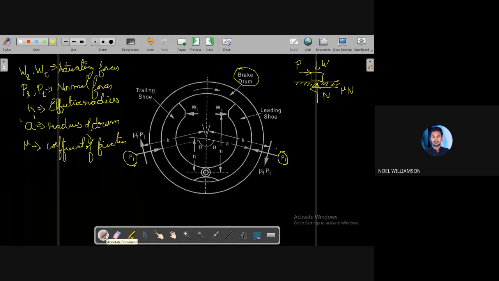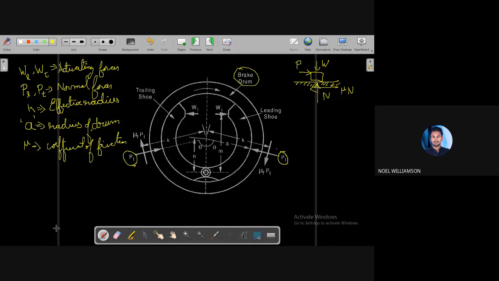Now using these we may write some equations by considering equilibrium. As we already learned in engineering mechanics, sigma Fx equal to 0 implies that the forces in the x direction will be equal to 0. Also sigma Fy equal to 0 means the forces in the y direction will be 0. Also, the moment about any point will be equal to 0.